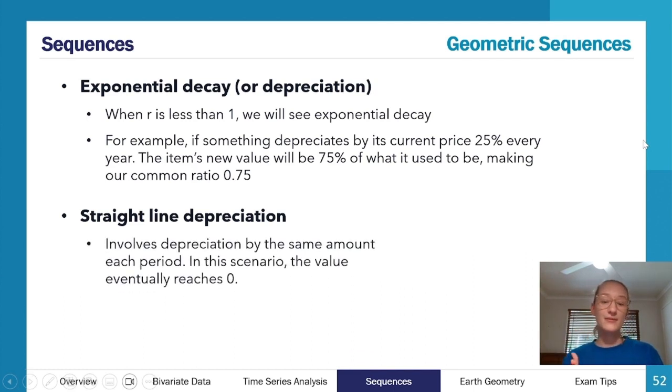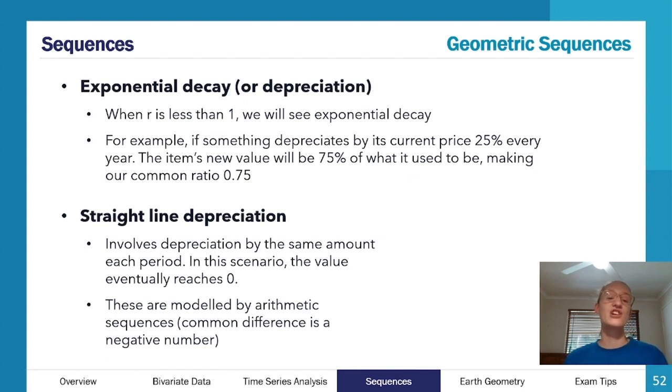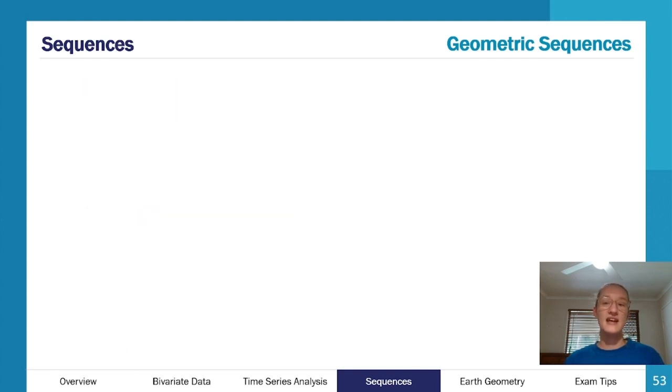But straight line depreciation is modeled by arithmetic sequences, because straight line depreciation is when we're losing the exact same amount each time period. So it might be like take 4 each period. Eventually we're going to reach 0. Whereas in geometric sequences or exponential decay, we technically don't ever reach 0 because it's constantly being multiplied by 0.5. So it'll forever get smaller and smaller, but will never actually technically reach 0, which is interesting. And again, straight line depreciation is modeled by arithmetic sequences where the common difference is a negative number.